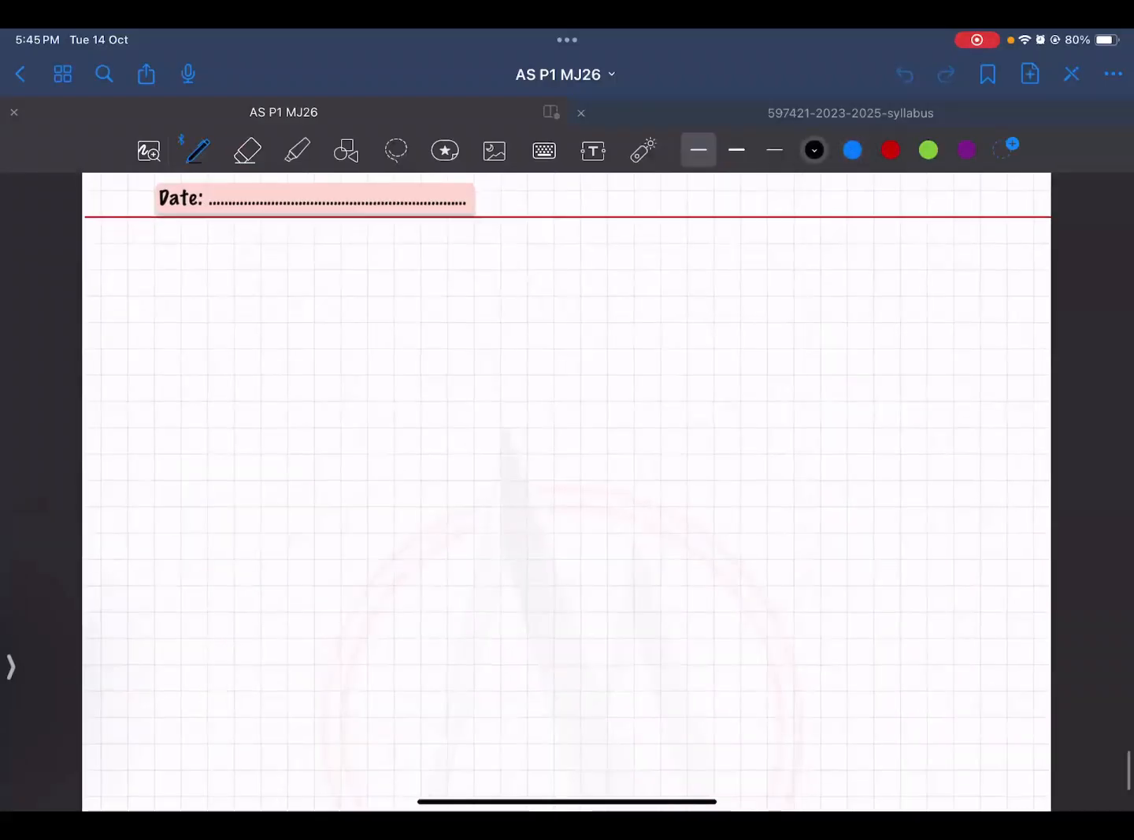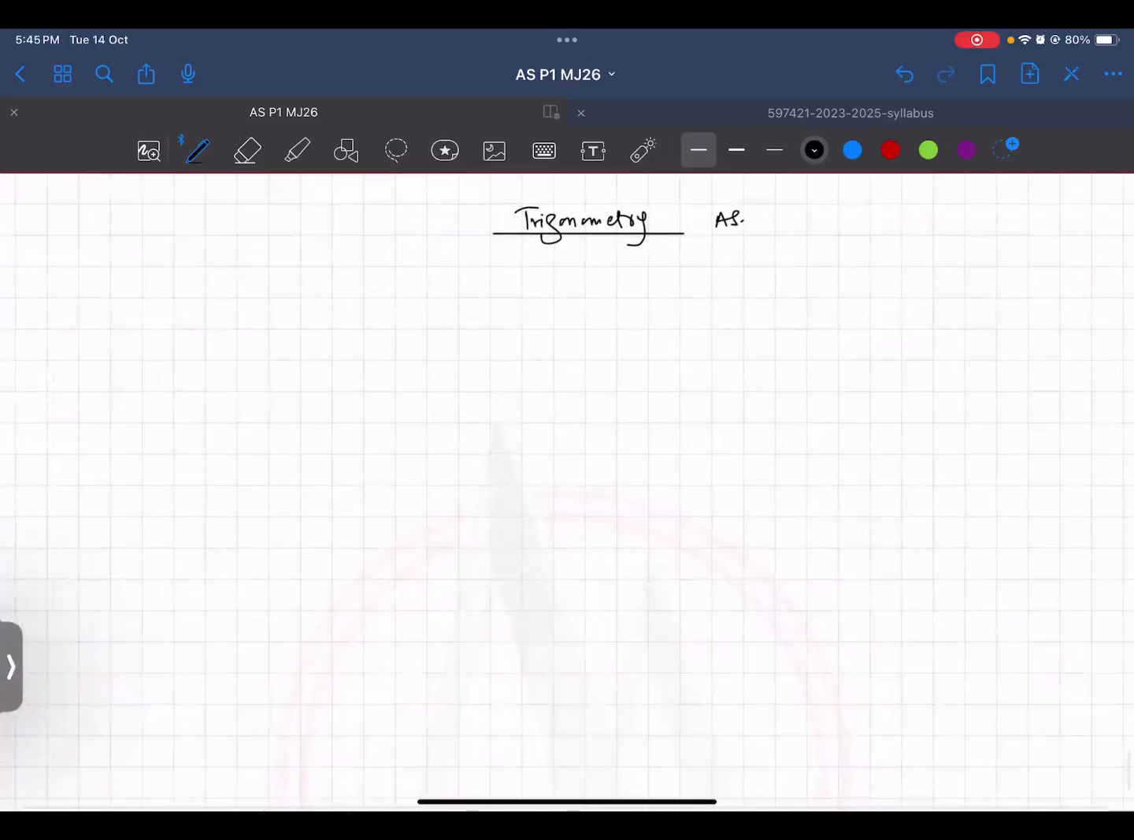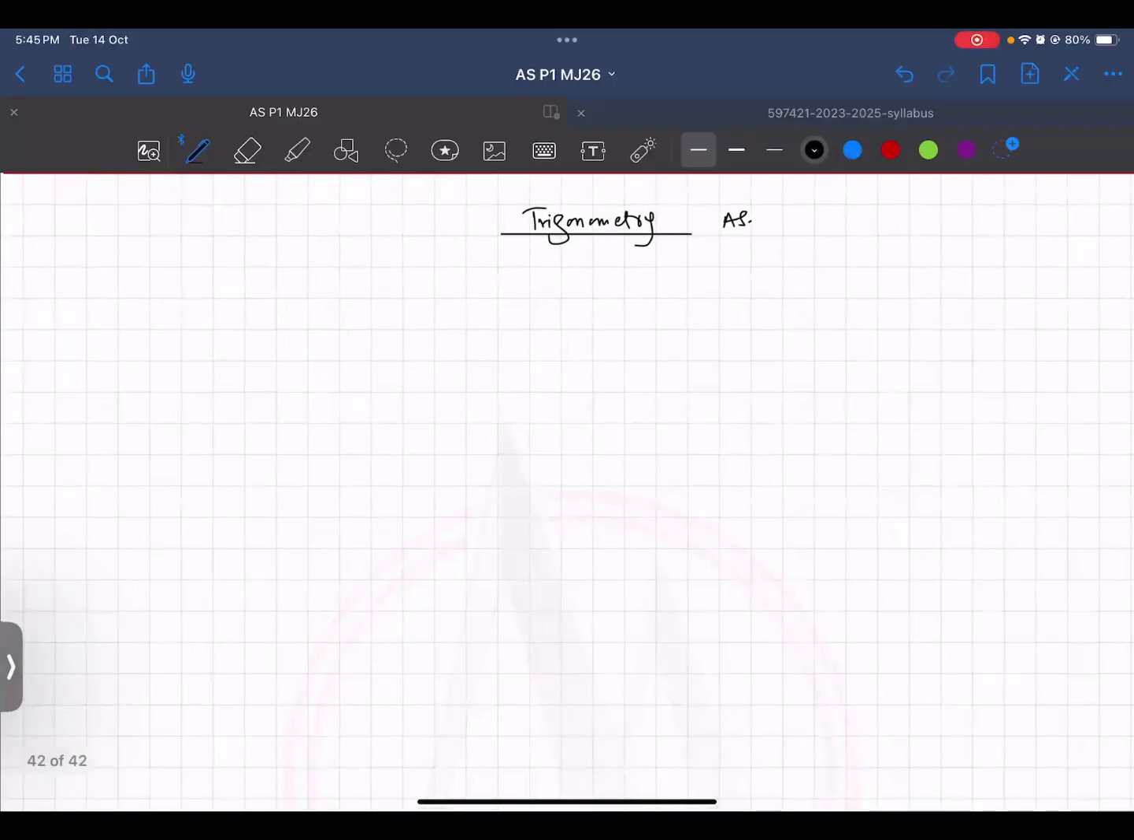Okay, so today is the first class of trigonometry for AS, and this trigonometry is very different to the trigonometry that you did before in your O level IGCSEs.